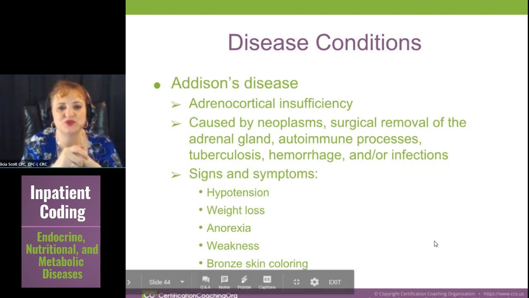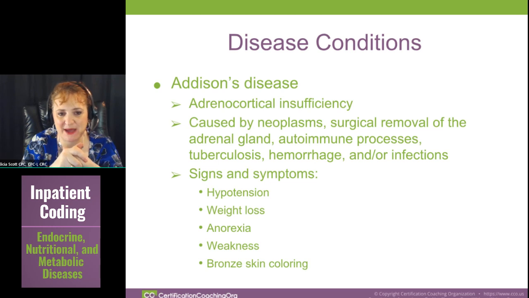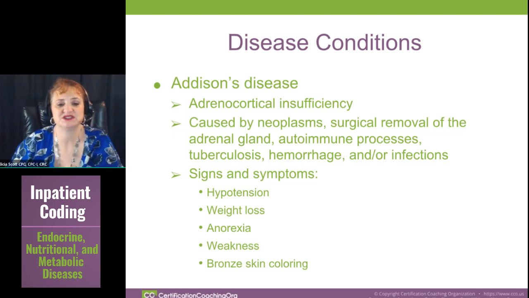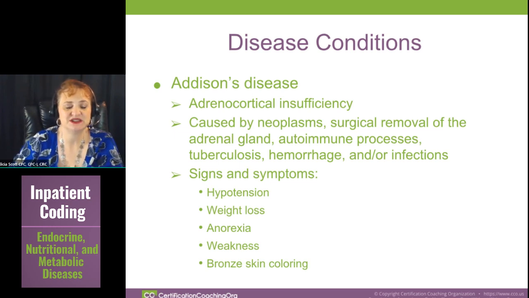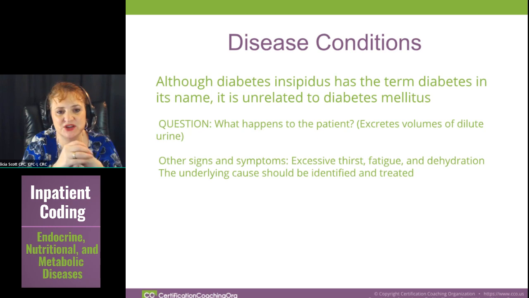Addison's disease, adrenocortical insufficiency is what happens here. So again, this is the adrenal gland. Usually it's caused by a neoplasm, some type of cancer. It can be surgically removed. They just take out the adrenal gland. It can be an autoimmune process. Tuberculosis can cause this. You can have hemorrhage or infections that can cause this. The signs and symptoms that you're going to see with Addison's disease are hypotension, weight loss, anorexia, they just have no desire to eat, weakness, and bronze skin coloring. That's very common. Go out and look at images of people that have that, and you'll notice that.